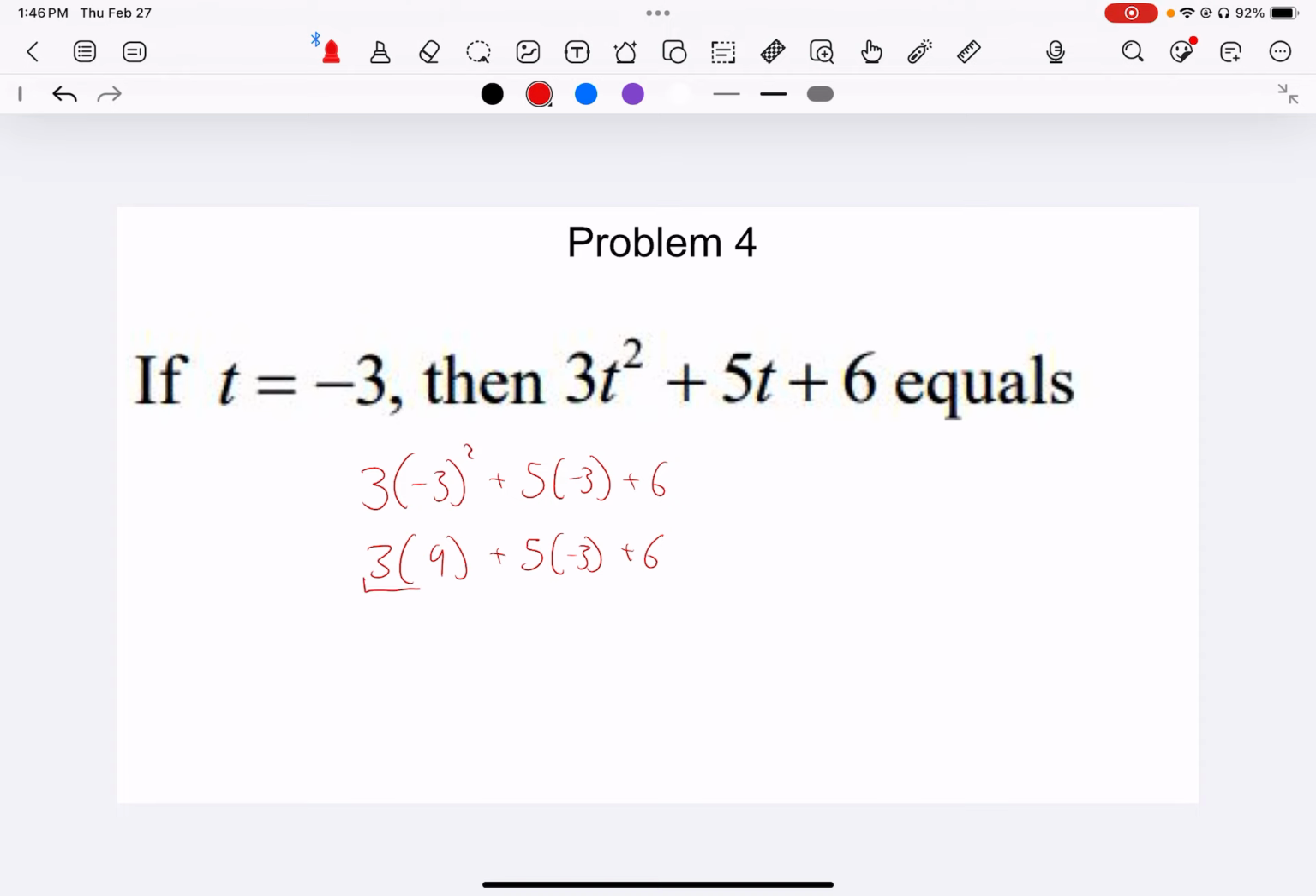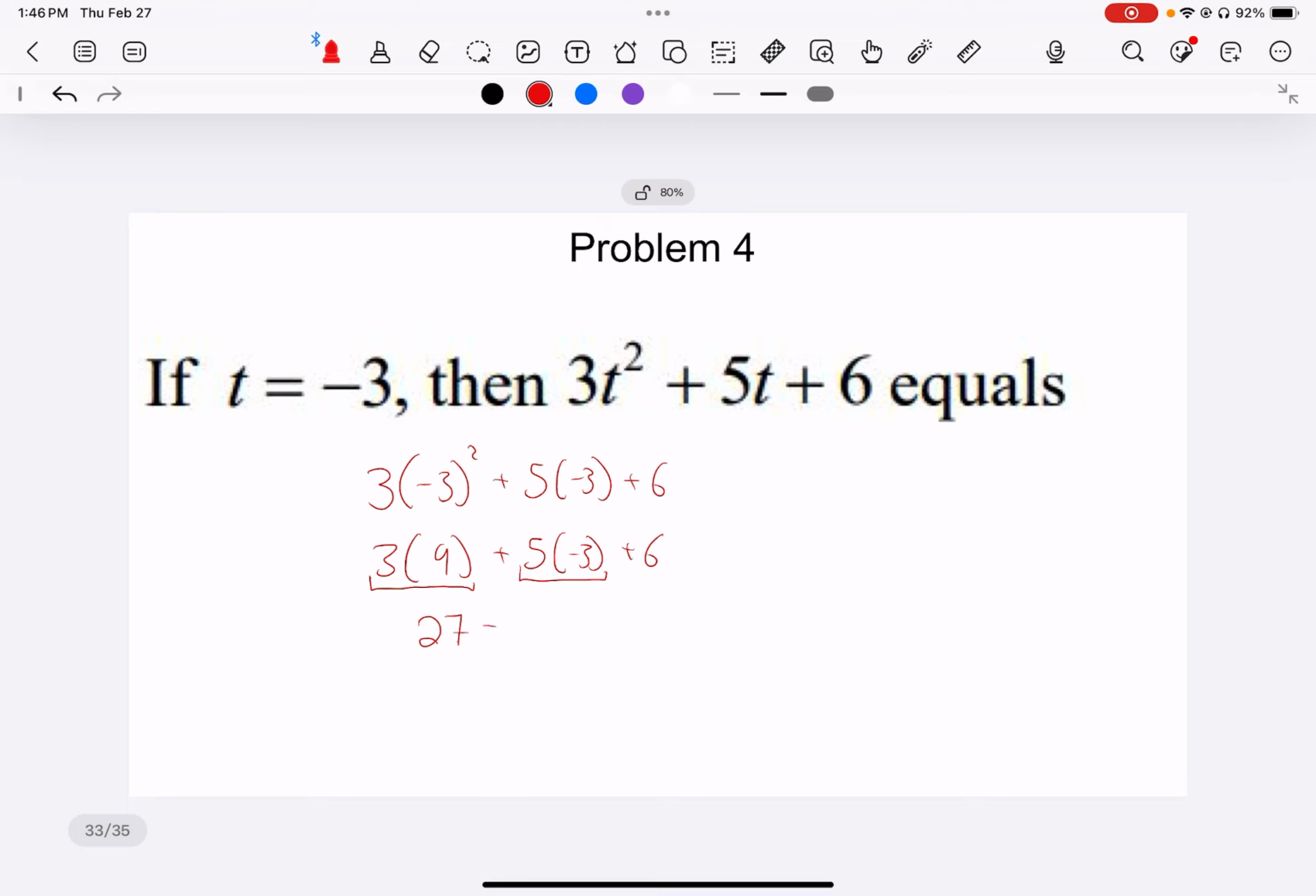2 multiplications to do, so I do them from left to right. 3 times 9 is 27. 5 times -3 is -15, and plus 6 comes down. 27 minus 15 is 12, and then 12 plus 6 is 18.